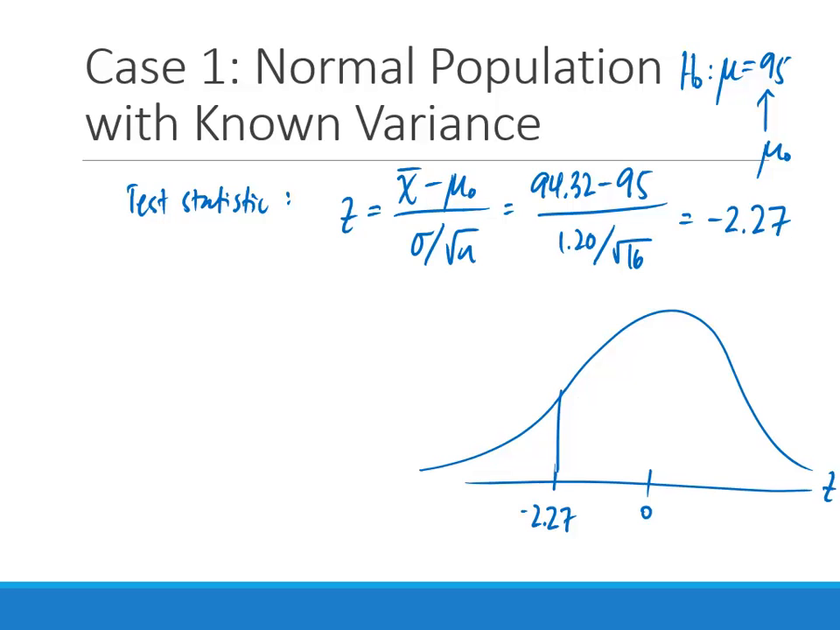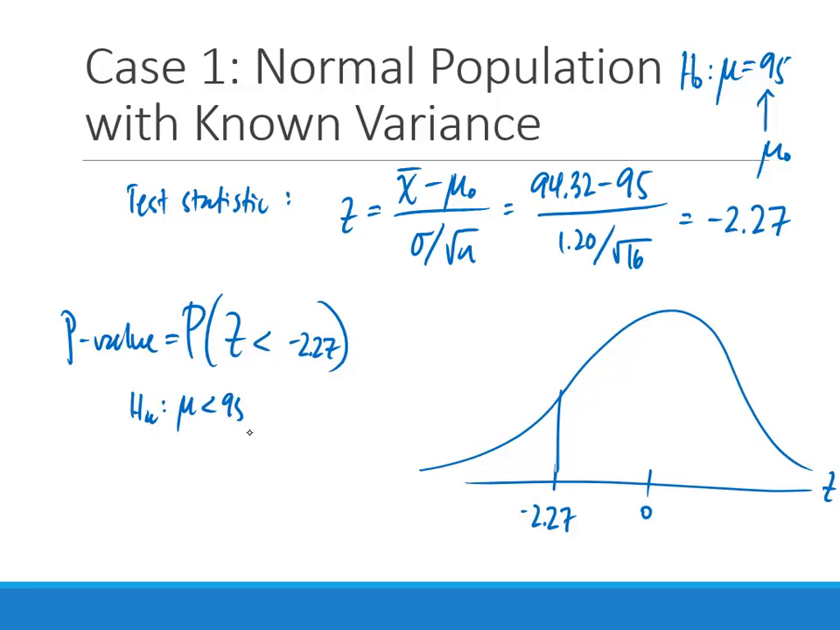Okay, so I have my test statistic. I'm now ready to calculate my p-value, and this is the probability that z. And then what probability am I interested in calculating here? So I have a negative 2.27 here. What probability do I want to calculate here? Less than, exactly right. So again, my alternative hypothesis was that the mean is less than 95. And so that's why I'm using a less than here. So I want to calculate this probability here.